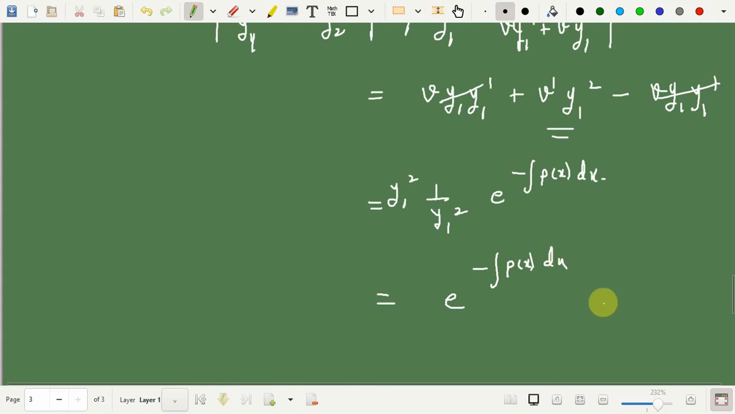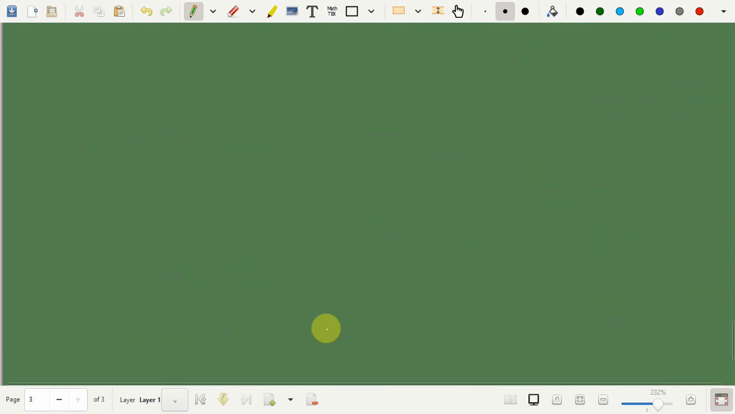and you know that the exponential function will never be equal to 0 for whatever the value of this p of x, and this proves that the Wronskian will never be equal to 0 on the whole interval I, and therefore I say that y1 and y2 are linearly independent. This proves the linear independence of the set. So therefore the general solution of this equation would be given as c1 y1 plus c2 y2, because both y1 and y2 are linearly independent.